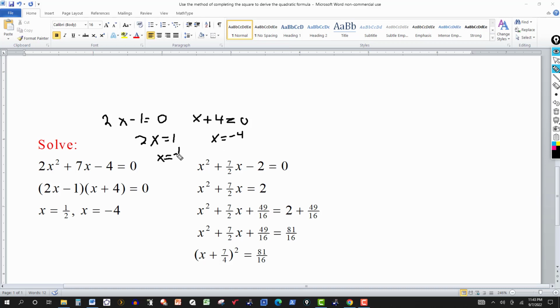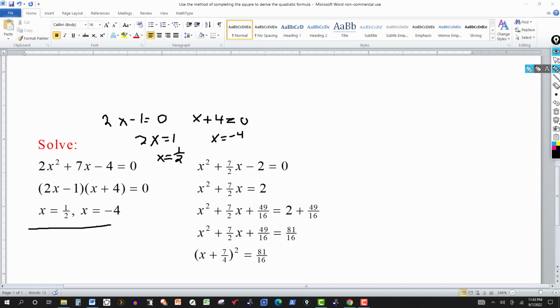So generally a quadratic equation, second degree, you expect to have two solutions, two distinct solutions, or you can have one repeated solution, or you can have no real solution. Or in some cases you can have imaginary solutions. So here if you factor it, it's pretty straightforward. You get x equal to 1/2, x equal to negative 4.